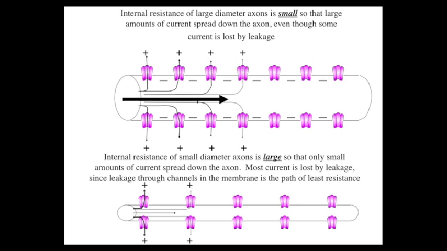So the bottom line is that the internal resistance of large diameter axons is small, so that large amounts of current can spread down the axon, even though some of the current is lost by leakage through the purple potassium channels. On the other hand, if I look at the smaller axon on the bottom, the internal resistance of the smaller axon diameters is large, so that only small amounts of current spread down the axon. Most of the current is lost by leakage, since leakage through the channels in the membrane is the path of least resistance.